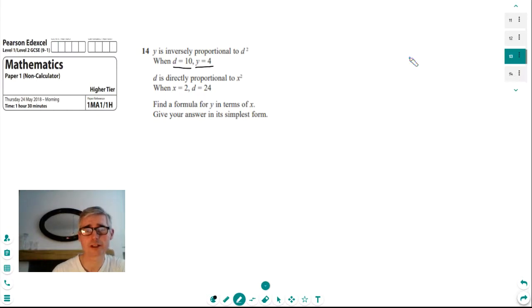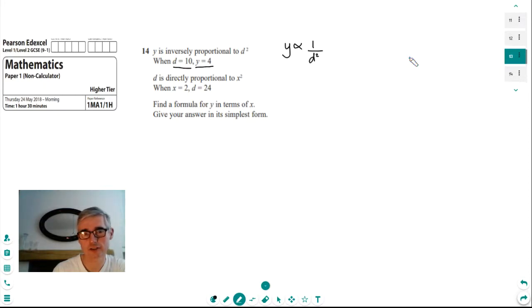So the very first thing that we need to do is convert this statement, y is inversely proportional to d squared, into mathematical notation. So to say that, we can say that y is proportional to, and then the inverse bit means 1 over d squared. So that statement is now saying y is proportional to the inverse of d squared.